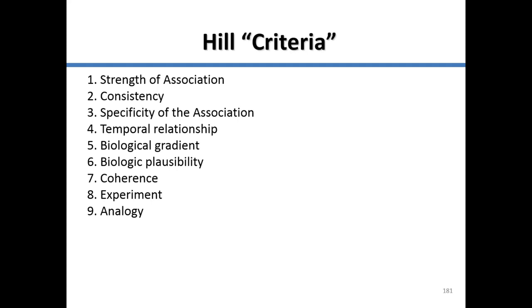Experiments do go wrong, they do give wrong answers, but they do have an element in them, like we talked about earlier, of being able to assign exposure and randomize. Analogy is a very weak one, but thalidomide caused birth defects. Well, maybe another drug similar to thalidomide might cause birth defects. That's what Austin Bradford Hill said. We're more likely to believe it if we see something happen with one drug than see something similar with a similar drug. So analogy is negotiable. Everything's negotiable here. Temporal relationship is non-negotiable.